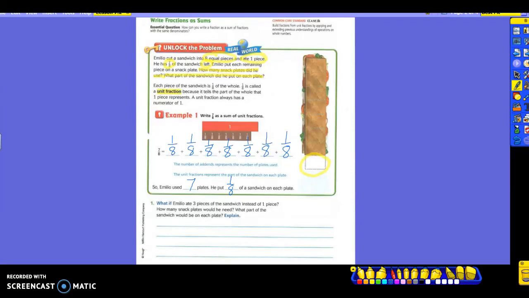Okay, so let's answer a question here at the bottom. What if Emilio ate 3 pieces of the sandwich instead of 1 piece? How many snack plates would he need? And what part of the sandwich would be on each plate? So here's your questions again, same questions. How many snack plates would he need? And what part of the sandwich would be on each plate? What are my numbers I'm using this time?